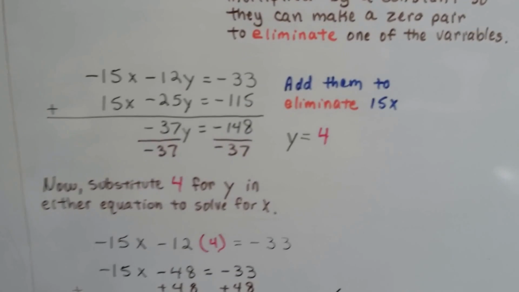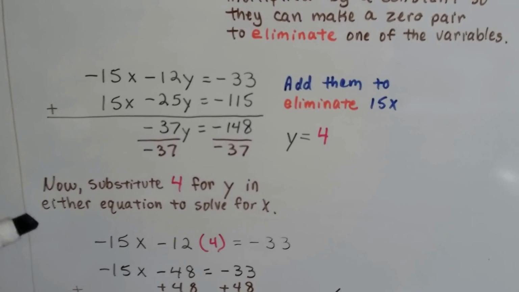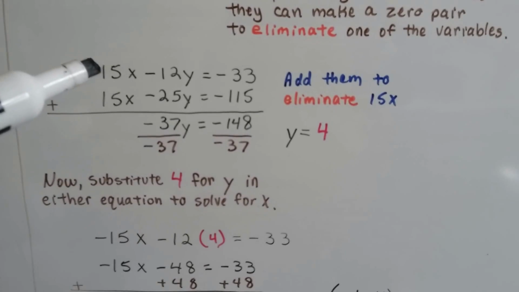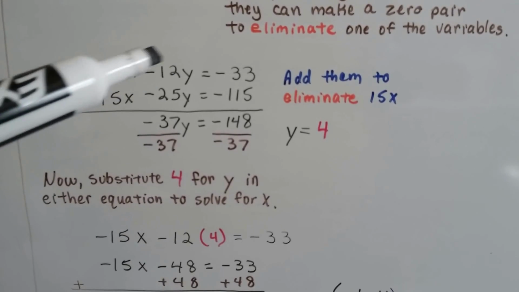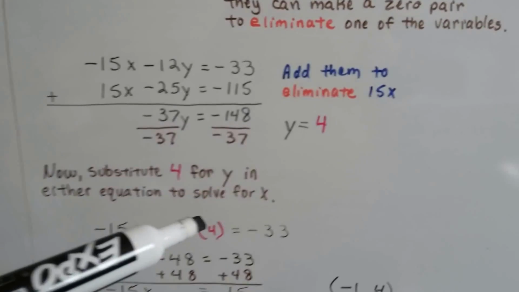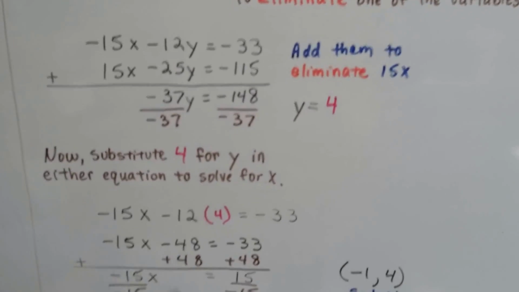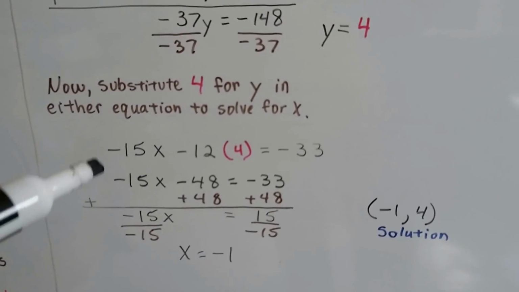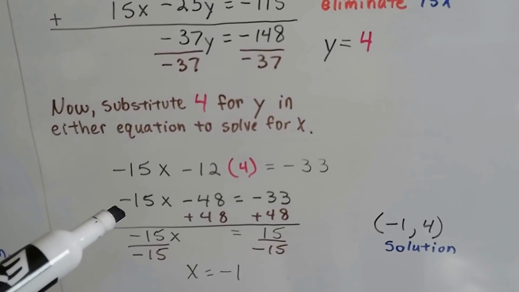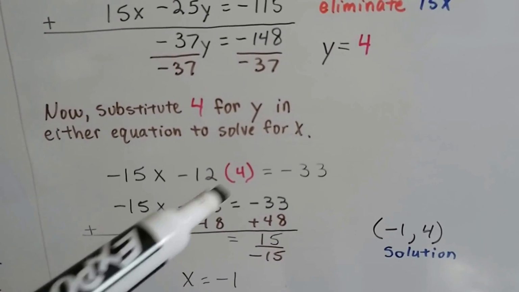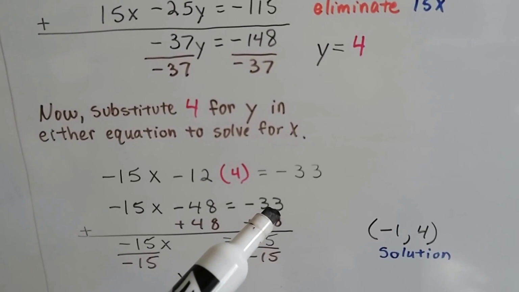Now, we're not done. We substitute 4 for y in either equation. So I chose the first equation. I'm going to multiply this negative 12y as a negative 12 times 4. We're plugging the 4 for the y, see? And we plug it into that one equation, and we get negative 15x minus 48 equals negative 33.